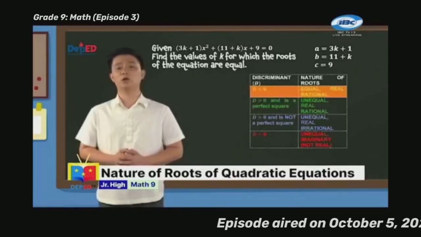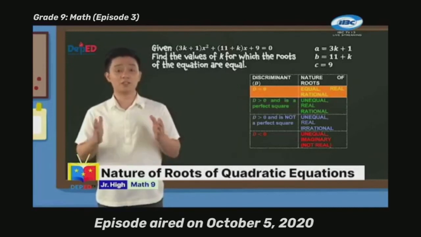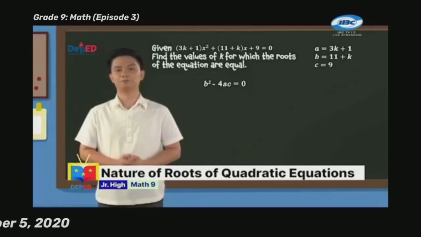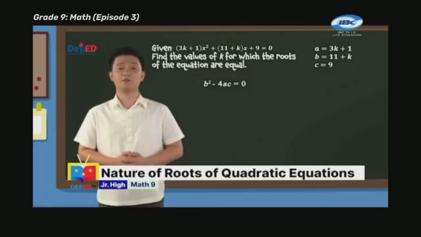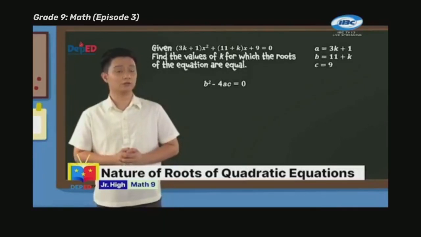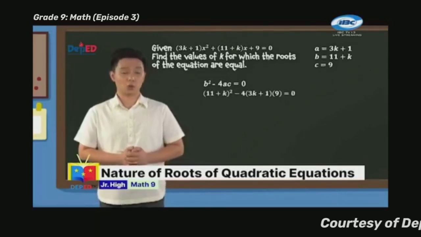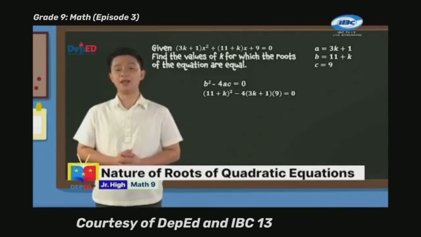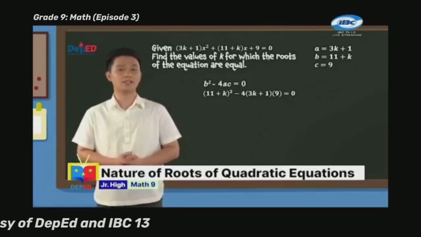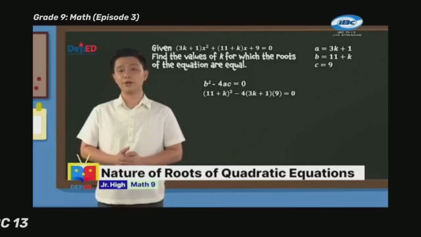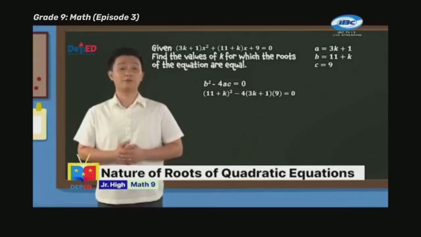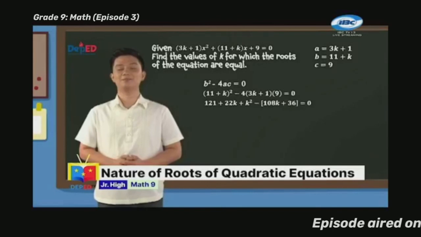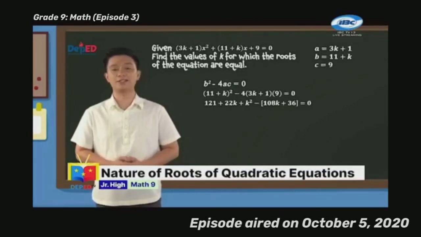Recall that if the roots are equal, which means that the roots are also real, the discriminant must be 0. So, it also means that b squared minus 4ac is equal to 0. By substitution, what equation can be written for the discriminant that must be set equal to 0? It is the square of the quantity 11 plus k minus the product of 4, the binomial 3k plus 1, and 9 equals 0. But what is the square of 11 plus k equal to? What about the product of 4, 3k plus 1, and 9? If you're able to determine the correct answers, the equation will now look like this: 121 plus 22k plus k squared minus the quantity 108k plus 36 equals 0.